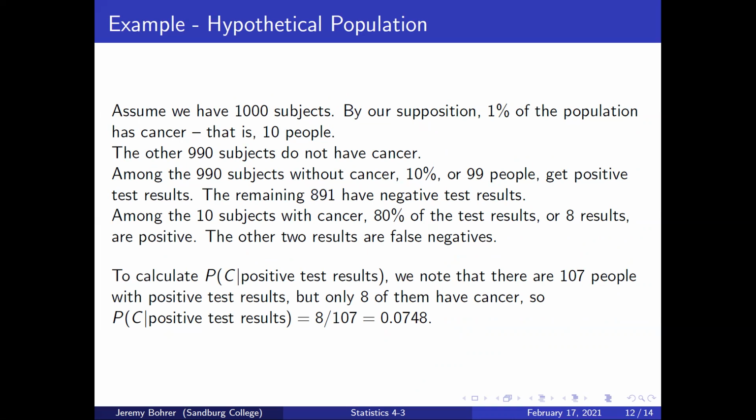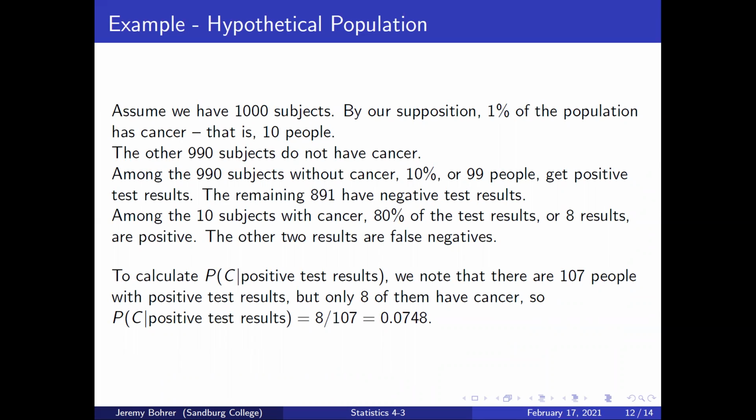By our supposition, 1% of the population has cancer. That is, 10 people. The other 990 subjects do not have cancer. Among the 990 subjects without cancer, 10%, or 99 people, get positive test results. The remaining 891 have negative test results. Among the 10 subjects with cancer, 80% of the test results, or 8 results, are positive. The other 2 results are false negatives.